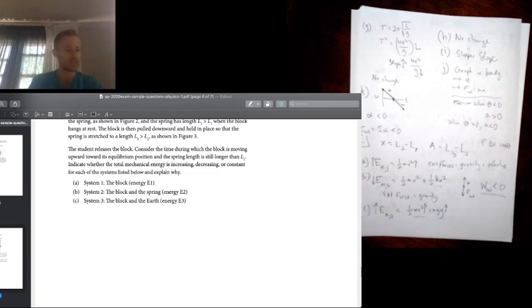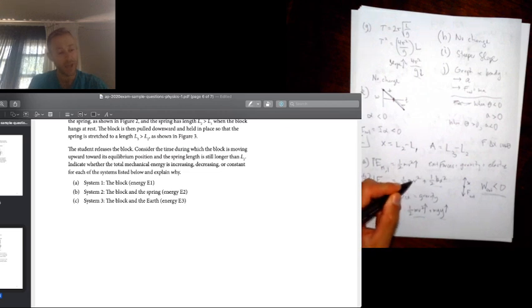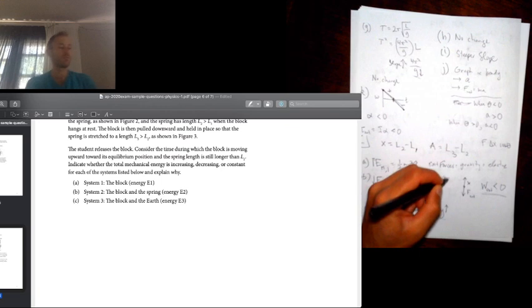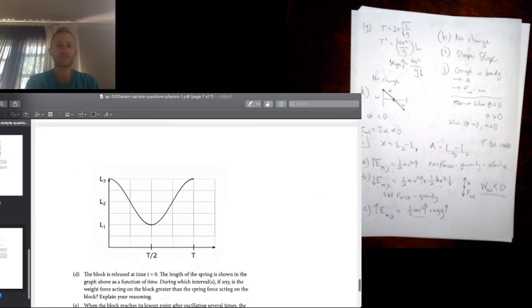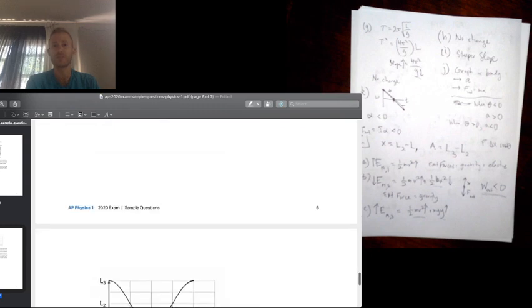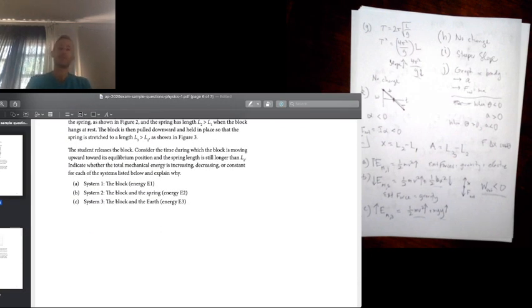I think the trickiest one here is B, because we have that the speed is going up, but the extension of the rubber band is going down. So it's kind of like which one is bigger. It could go either way. Now, of course, if the system was the block, the spring, and the earth, the mechanical energy would be constant.